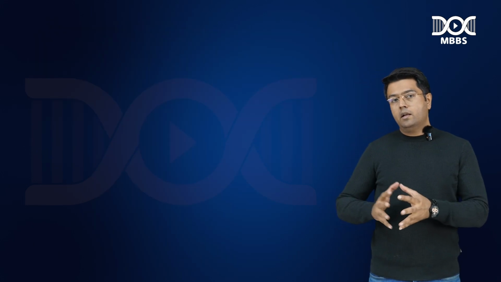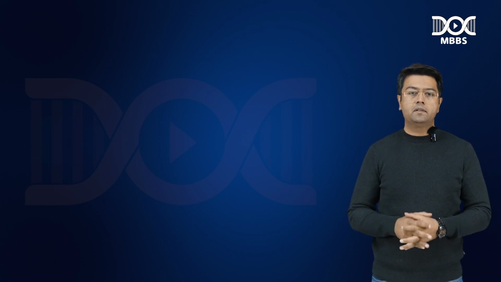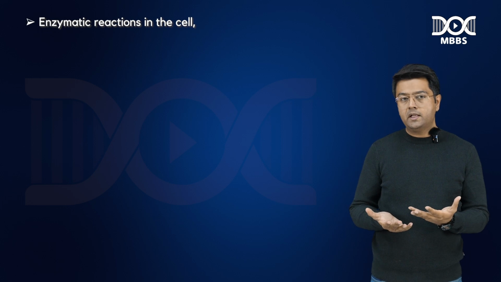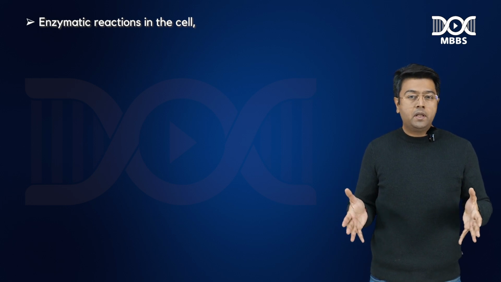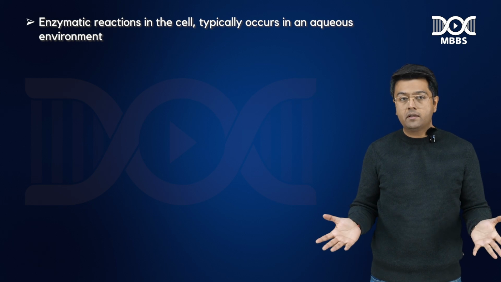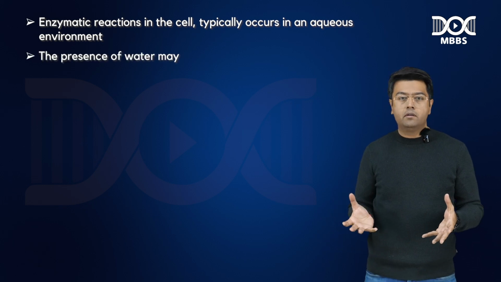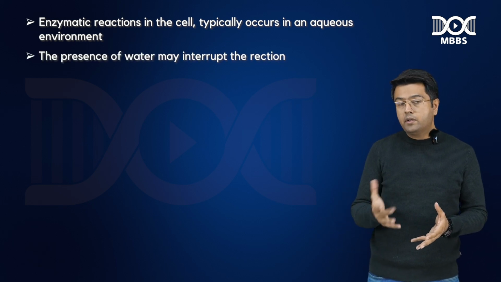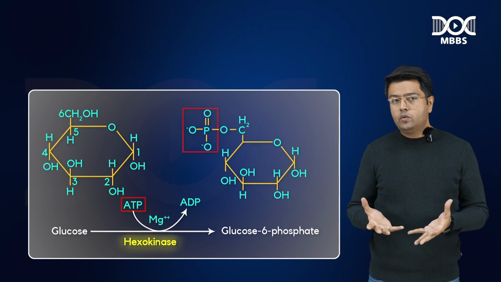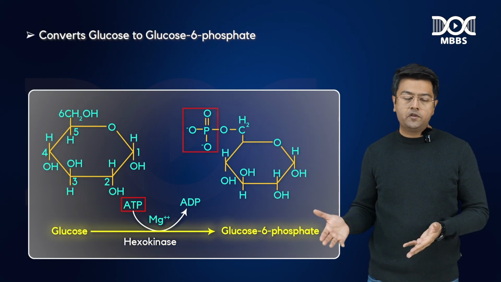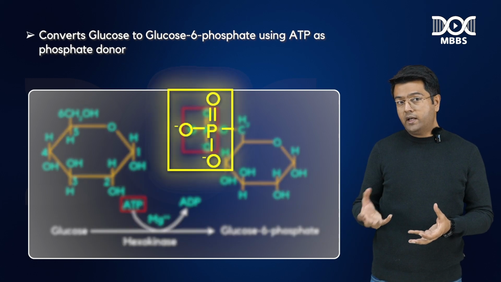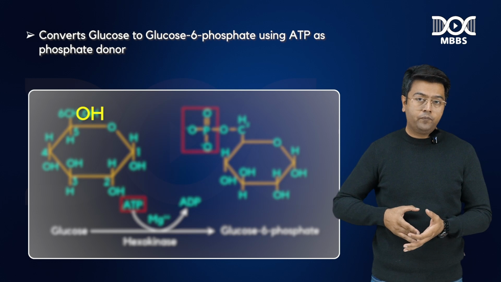Fine. Now, moving on to the next point, guys. Most of the time, the catalysis by enzymes is happening in the cell. Now, the cell has an aqueous environment. Water is there, right? So water may sometimes interrupt the reaction. Let's say, for example, hexokinase. What does hexokinase do? As we all know, glucose to glucose 6-phosphate. Who is the donor of phosphate? ATP. Where is the phosphate added? To the OH group of the glucose.